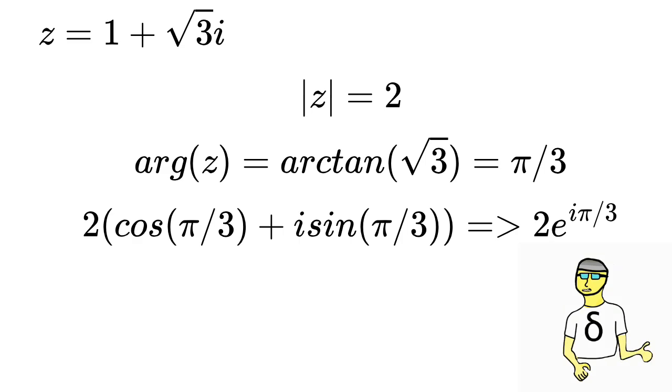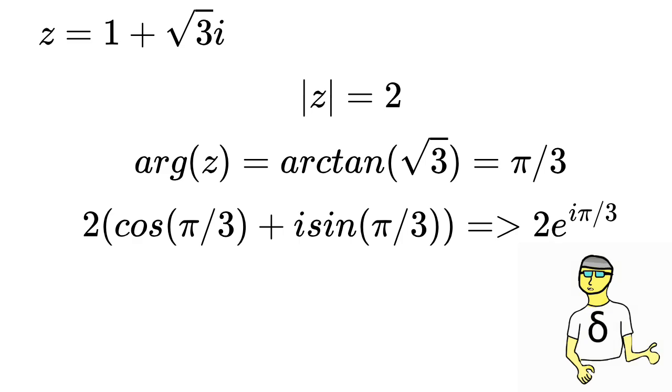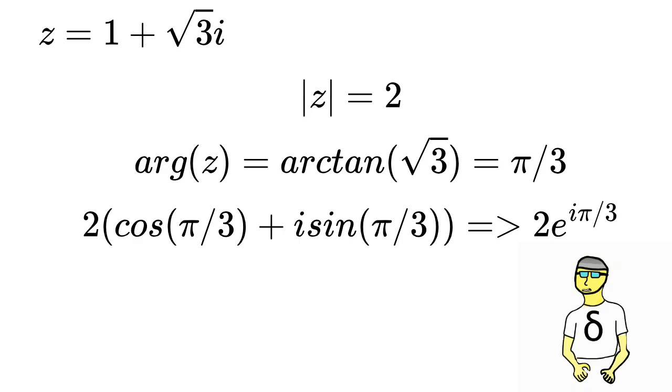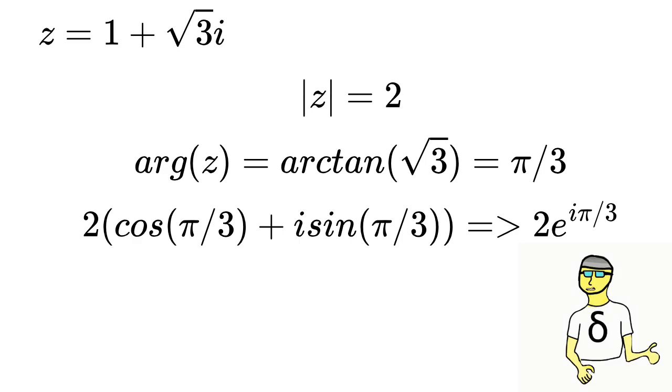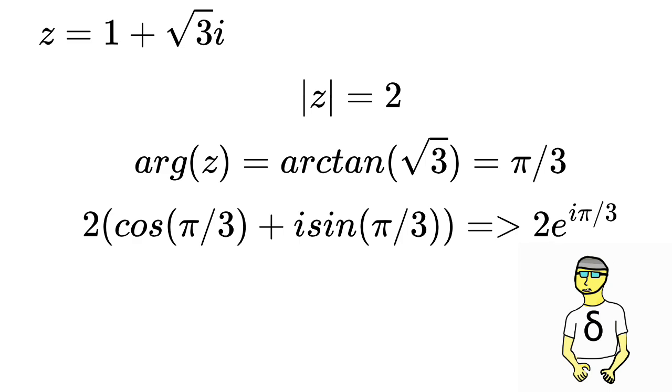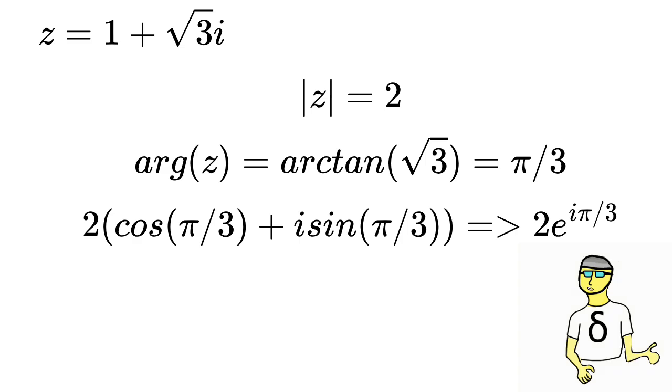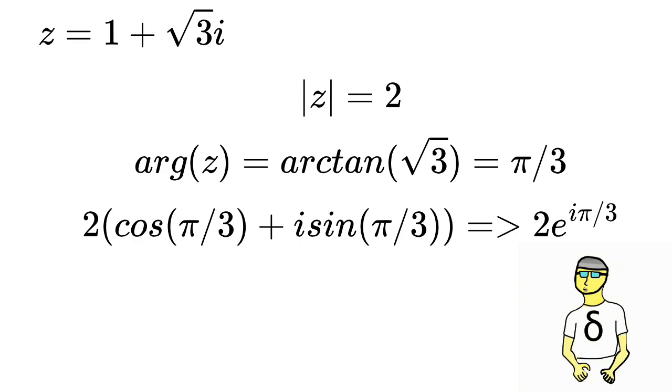Now let's substitute it into the formula we discussed earlier, r(cos θ + i sin θ). Here r is mod z, so it's going to be 2(cos π/3 + i sin π/3). Congratulations, you have converted your first complex number into its polar form. So using this knowledge, can you try finding the polar form of z = 1 + i? Give it a try and let me know in the comments.